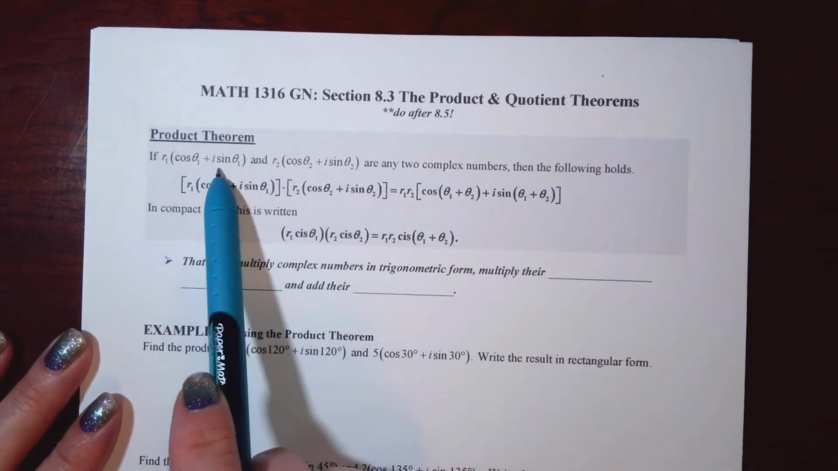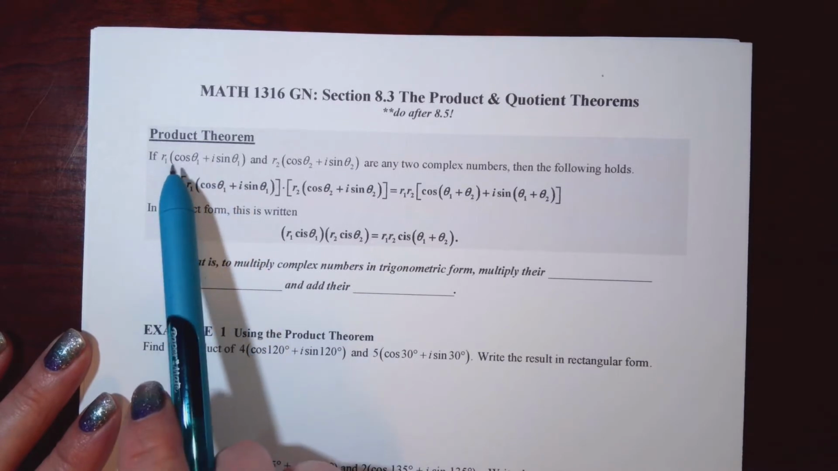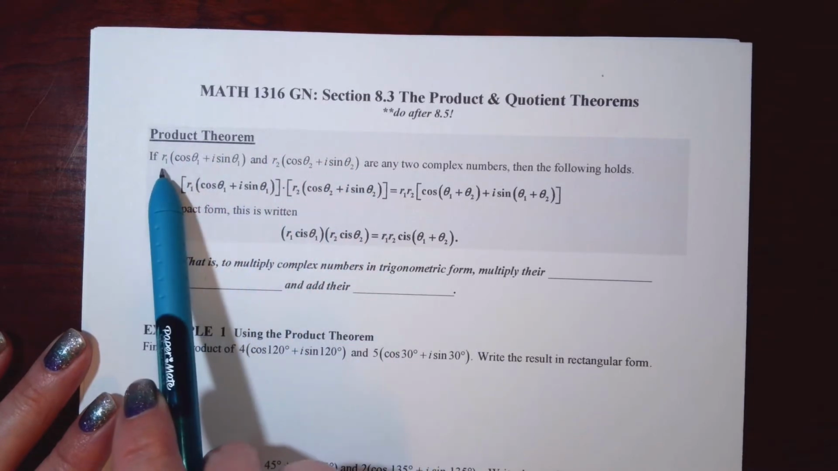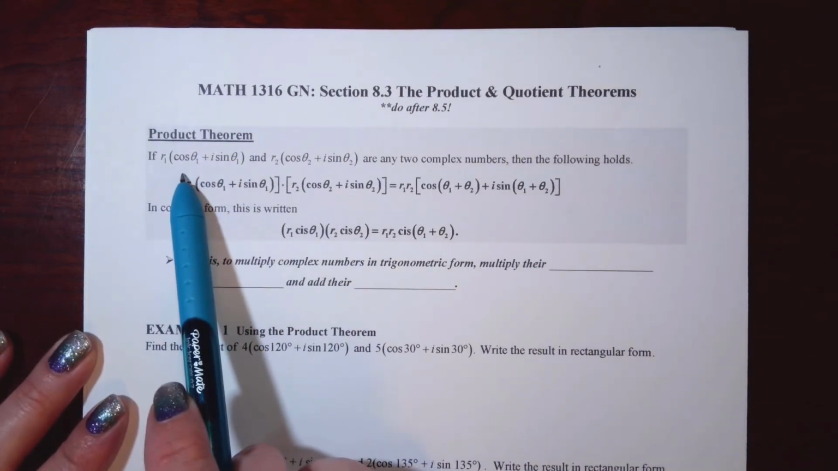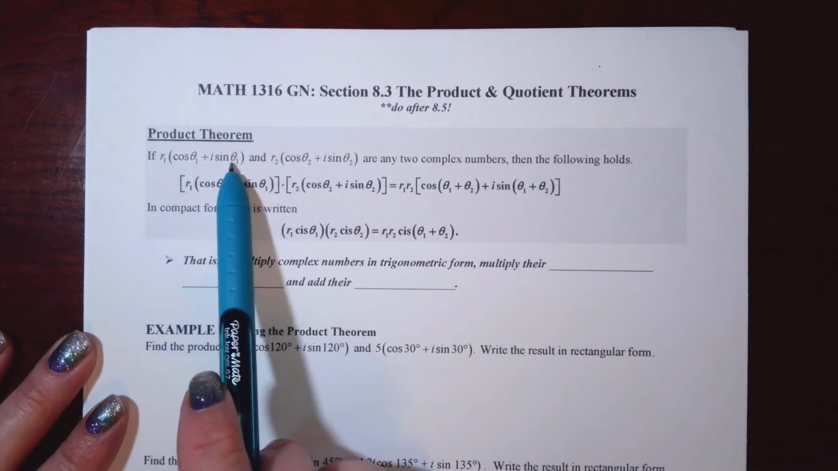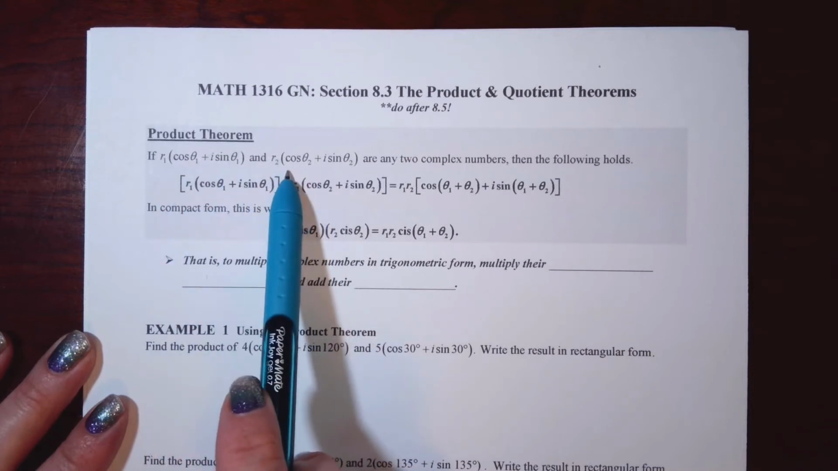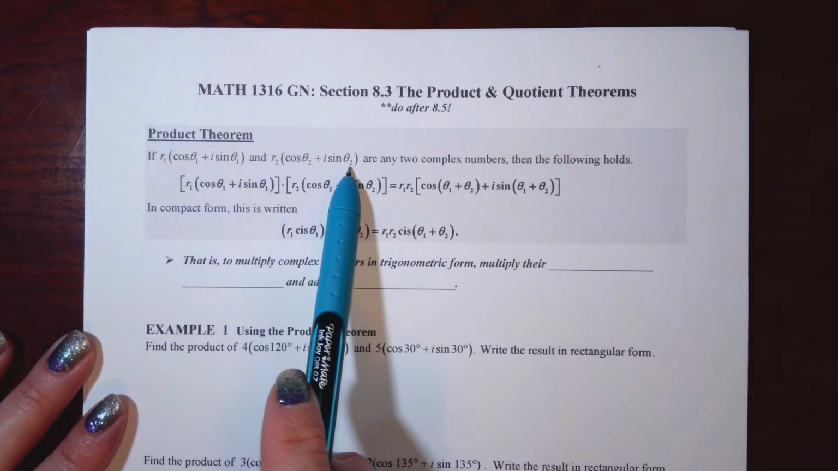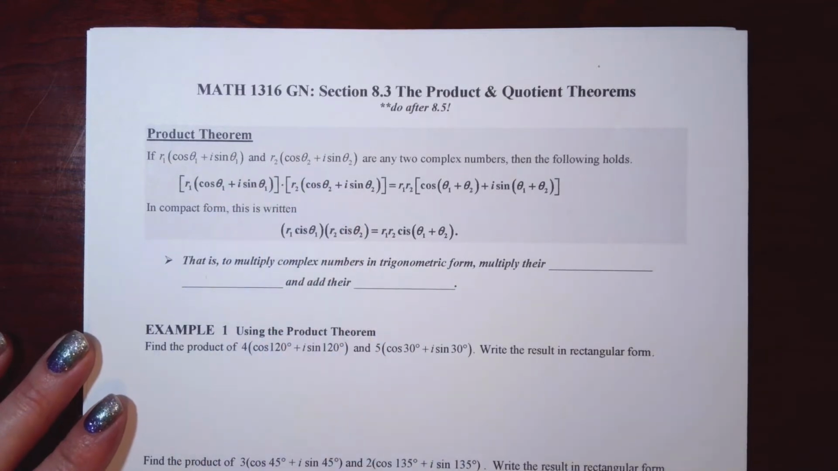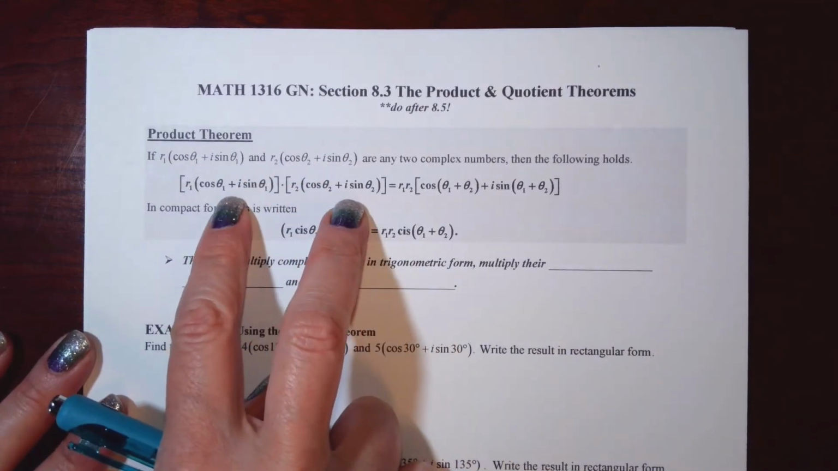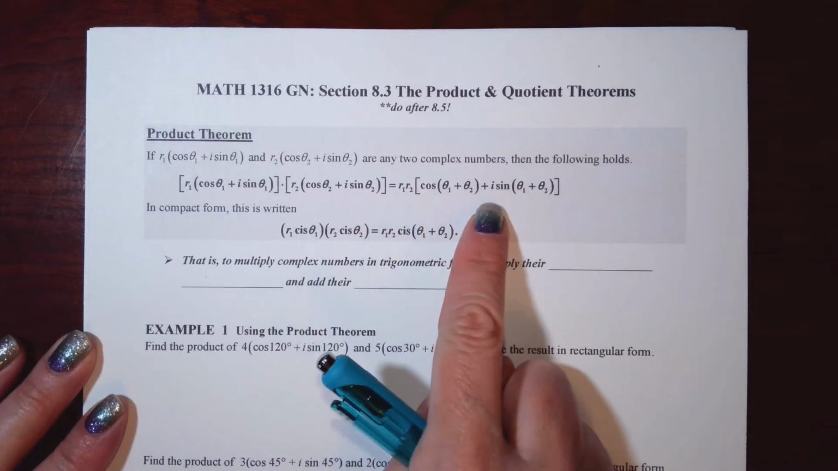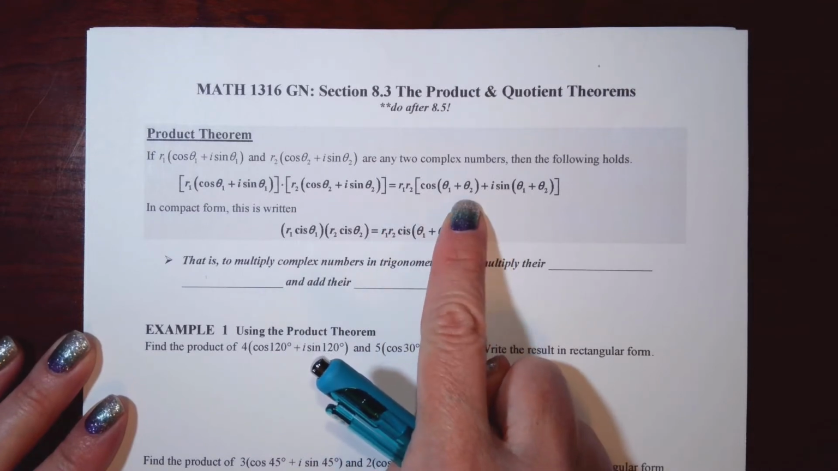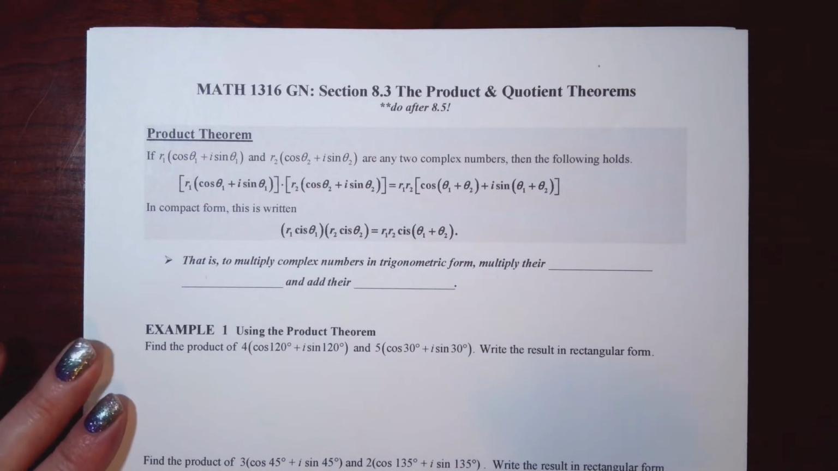All right, so for our product theorem, we're told that if I have two complex numbers, and notice that they're both in polar form, r cis theta. My first number has the subscript 1. My second number has the subscript 2. If these are any two complex numbers in polar form, and I want to multiply those two numbers together, all I have to do is multiply the moduli and then add theta. Add the two arguments together.